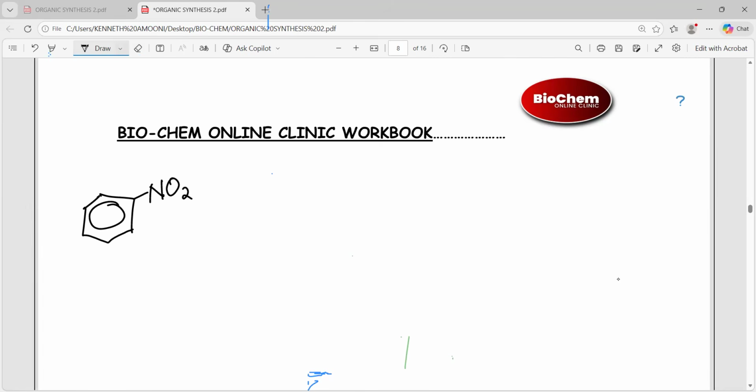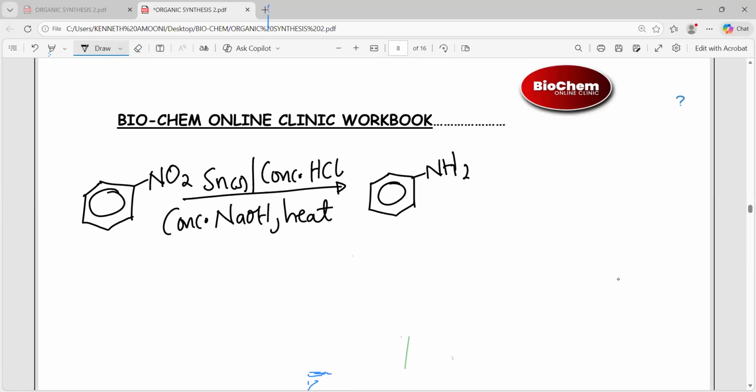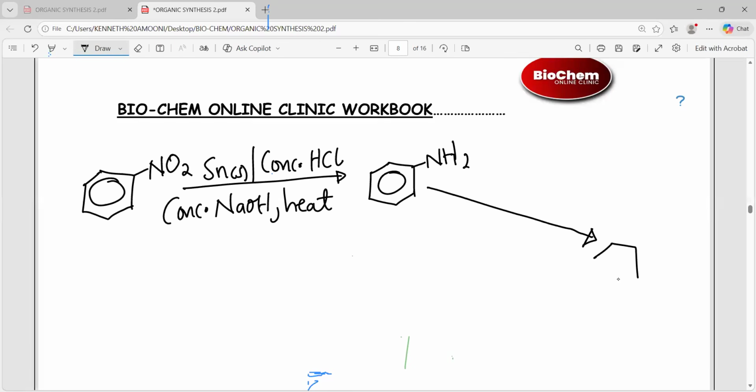So remember we said from nitrobenzene you can move to phenylamine. But how do you do that? You're going to use tin in the presence of concentrated hydrochloric acid, then you're also going to use concentrated sodium hydroxide. Then you're going to heat. Those conditions can make you convert nitrobenzene to phenylamine. It's a reduction reaction. Then after that, you can convert phenylamine to benzene diazonium salt.